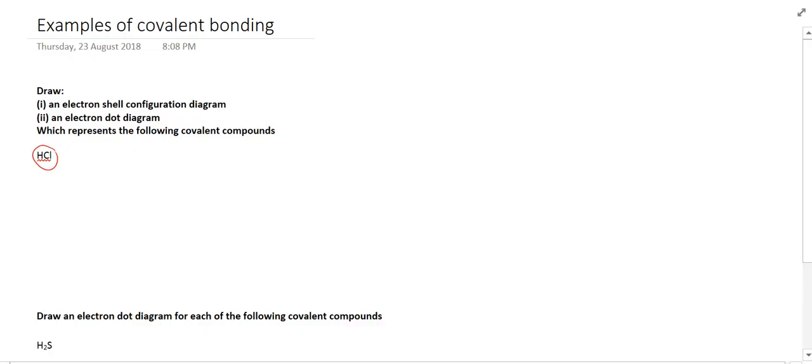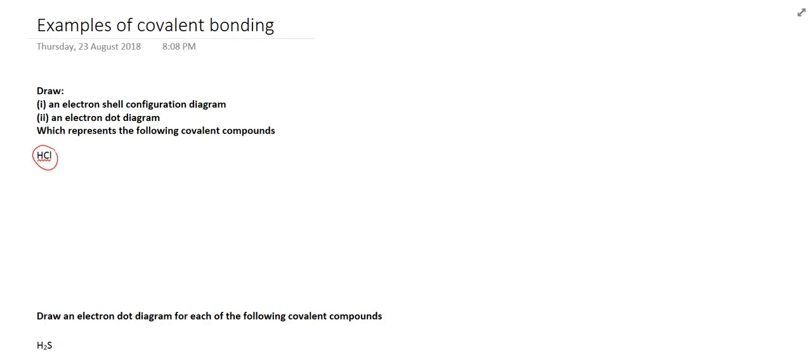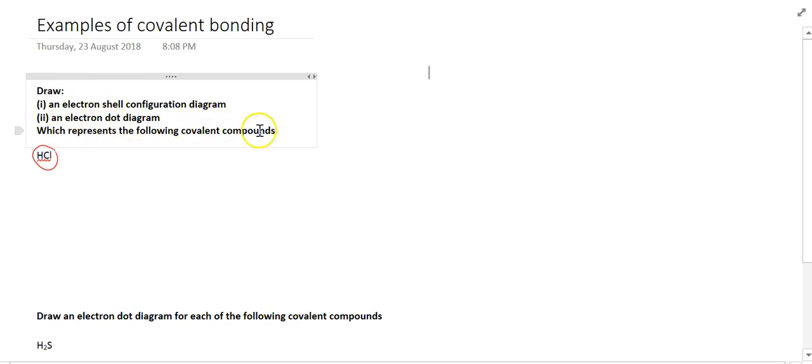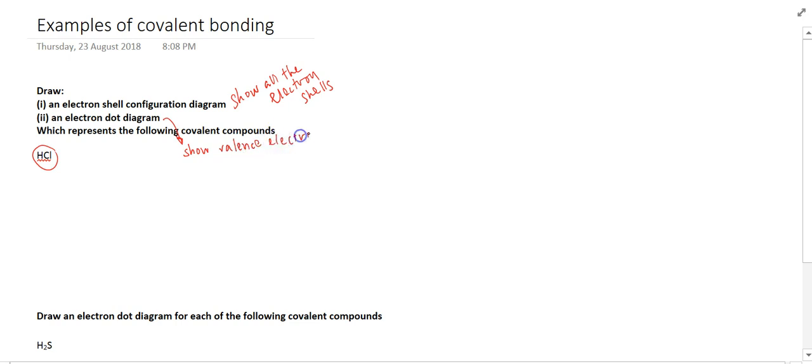So this question actually asks us to draw an electron shell configuration diagram as well as an electron dot diagram. Now the electron shell configuration diagrams require for us to show all the electron shells, whereas the electron dot diagram only requires for us to show the valence electrons. So the electron dot diagram is going to be much simpler.